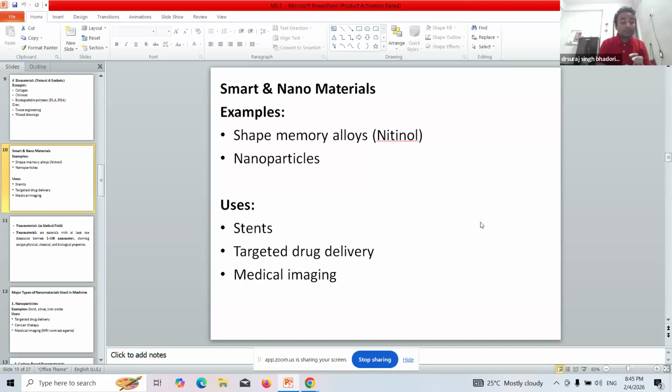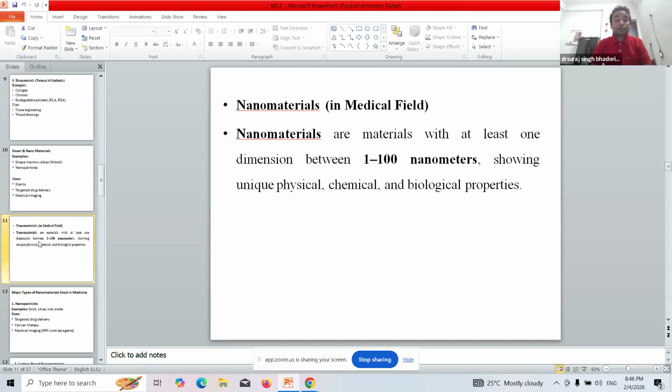The next one is nanomaterials in the medical field. When we talk about their dimension, it is 1 to 100 nanometer. When we talk in microns, it is 0 to 1 micron. So this is the range of nanomaterial. In nanometer it lies between 1 to 100 nanometer, whereas in micron it lies between 0 to 1 micron. They show unique physical, chemical, and biological properties.